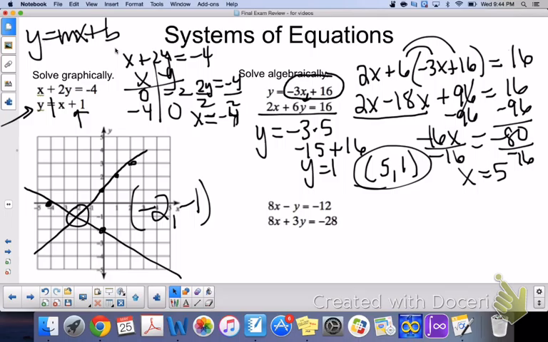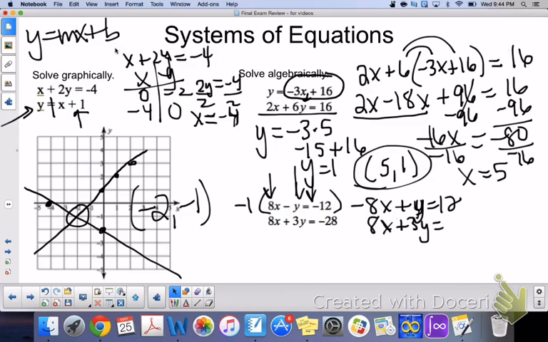The second type of problem is set up where the x's are lined up, the y's are lined up, the equal signs are lined up. That is an elimination problem. Okay, so what you need to do is we have an 8x and an 8x. One of them has to be negative. So I am going to multiply the top one by negative 1. That gives me negative 8x plus y equals 12. That's a y. And then the bottom one is going to stay the same. 8x plus 3y equals negative 28.